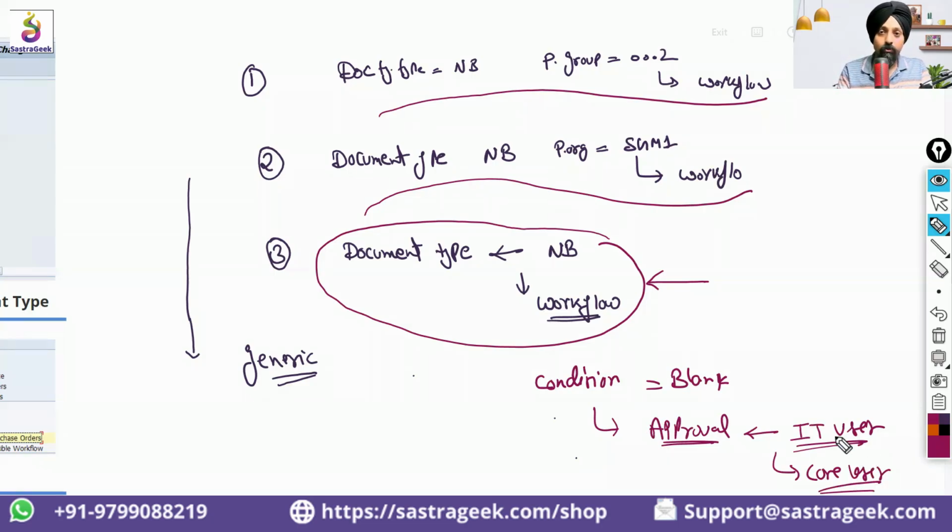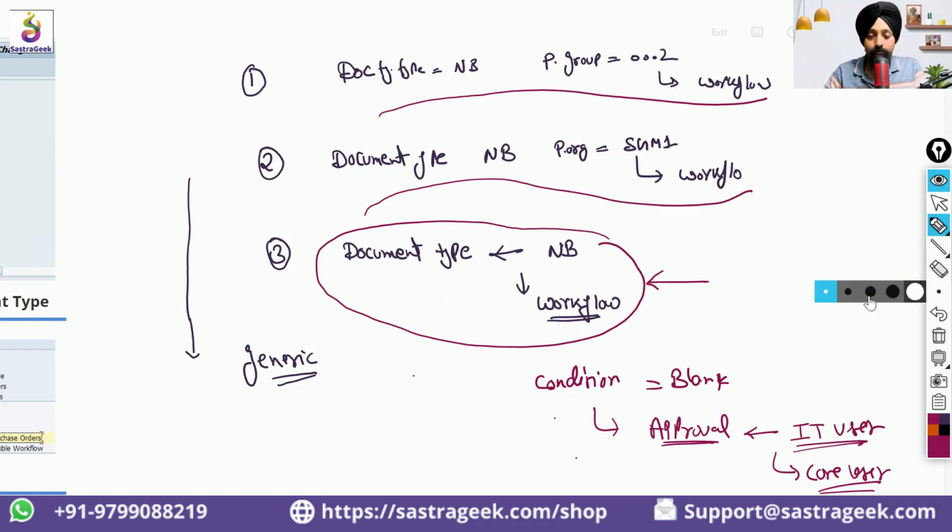Then he needs to reject the purchase order. He needs to go into the workflow, maintain the conditions, and then the workflow needs to be re-triggered. So that's where you need to maintain the more specific ones on top, and then put the generic ones. That's how you need to maintain it. That should be the hierarchy.